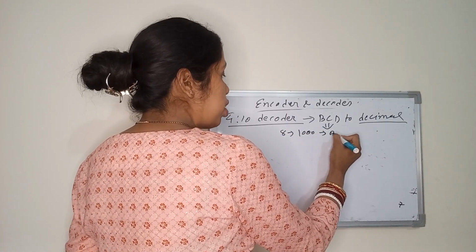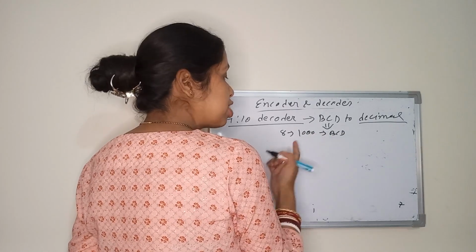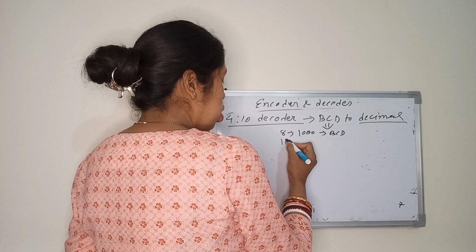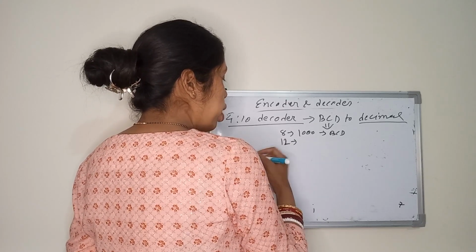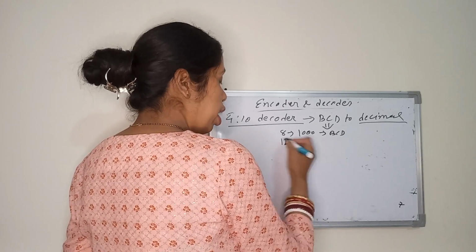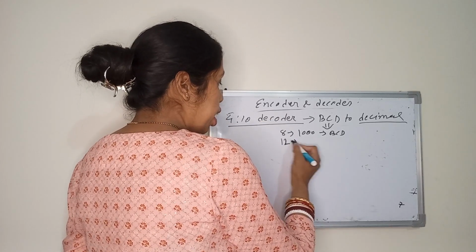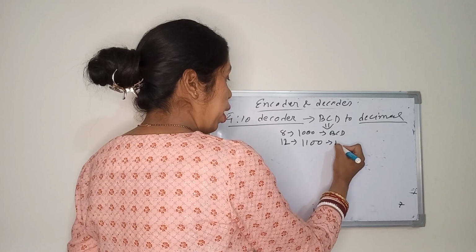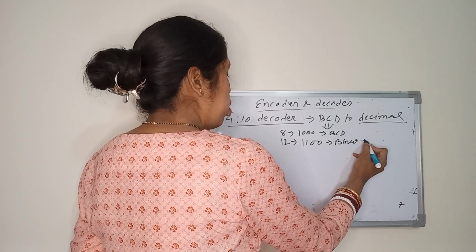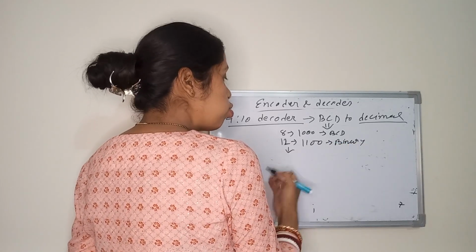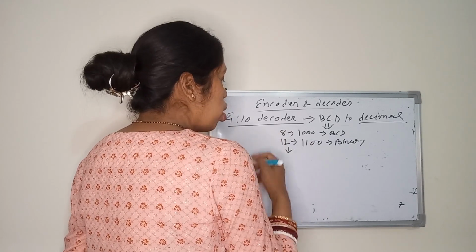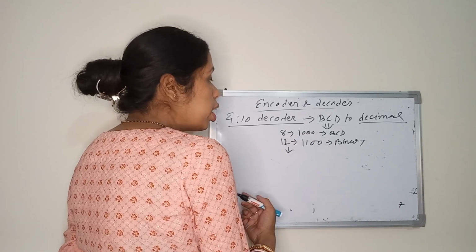So 1000 is the BCD number for 8. It is not a binary number, it is the BCD number. Now if you want to write 12 in binary, I have already explained this, right? In binary it will be 1100. So if you convert 12 into a BCD number, each digit inside the 12 has to be converted into a binary number.